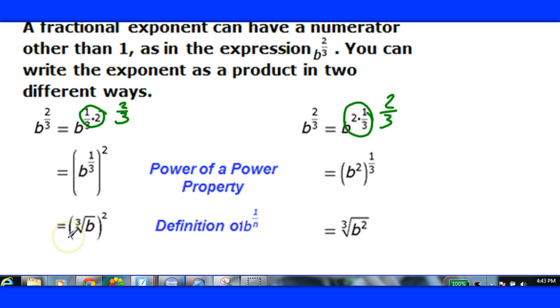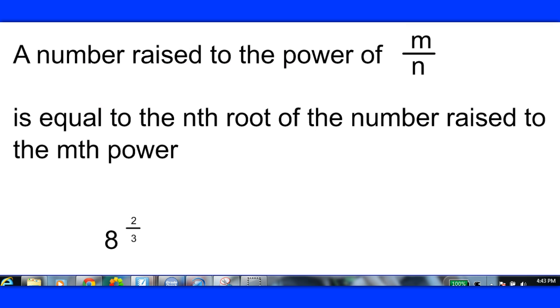You can also rewrite it by taking the index down here and putting it in front of the radical sign. Okay? So either one of those does the exact same thing. And we're going to play with that, okay? This just tells you that a number raised to the m over n is equal to the nth root of the number raised to the mth power.